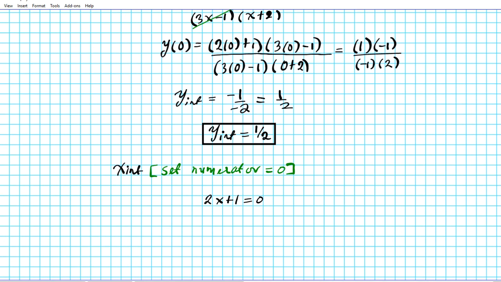You subtract 1 from both sides, you have 2x equals negative 1. And then divide both sides by 2. That gives us our x-intercept of negative 1/2. Okay, so we have one x-intercept, and we have our y-intercept of positive 1/2.